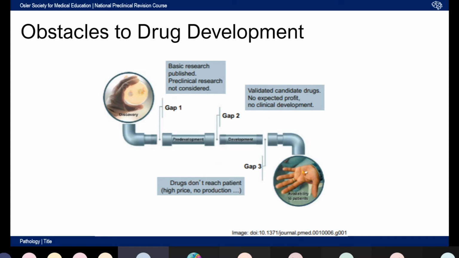The second stage is that the preclinical research is done, so we have the drug candidates, but then the big pharma companies or drug companies don't think there's going to be any profit from the drug, so there's no point in them developing it clinically or taking it forward. And then the third gap is that the drugs don't reach the patient. So even though the drug's been developed, it has too high a price, so people that need it can't afford it, or people don't produce it because, again, they don't think there's enough profit in it. So those are some of the key problems.